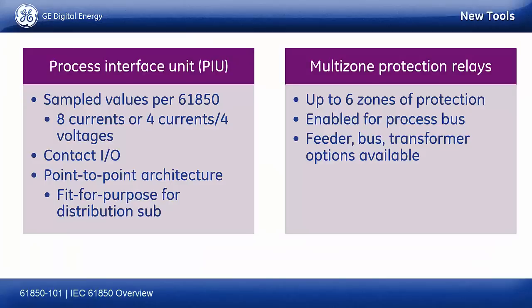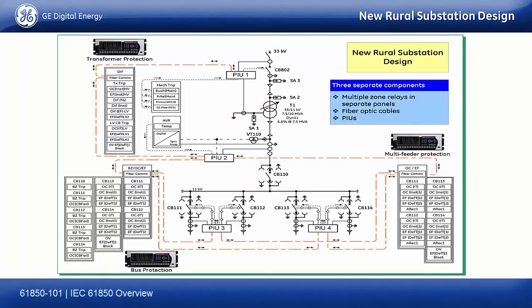So what Orion did is they used a process interface unit, which is the GE brick, to do everything. They used multiple zone feeder relays, the F35 and the B30, the duplex. So the design becomes like this.